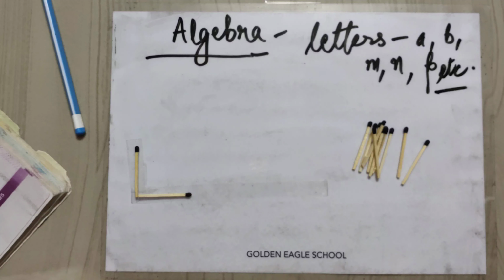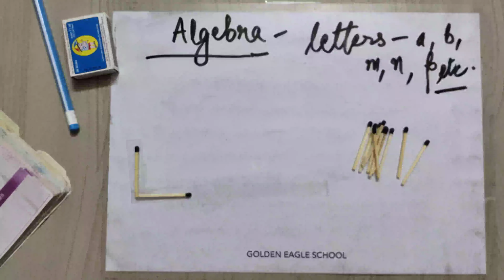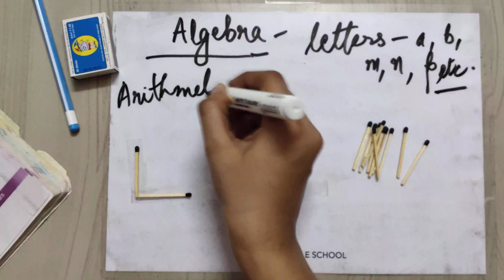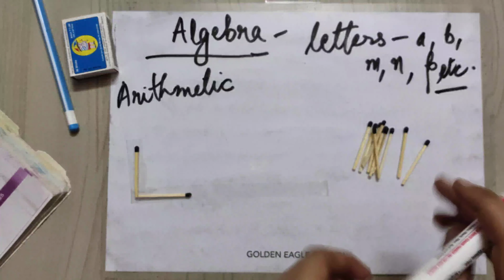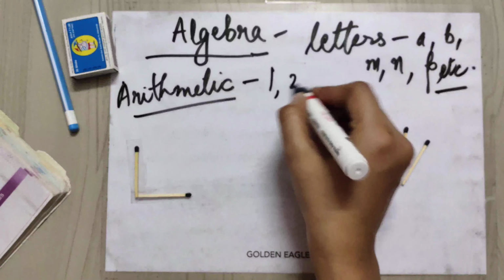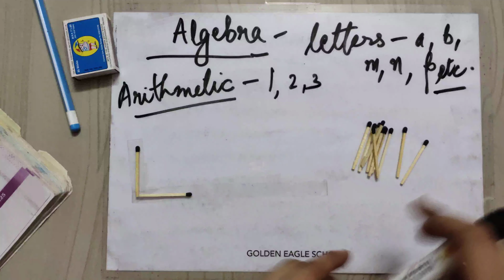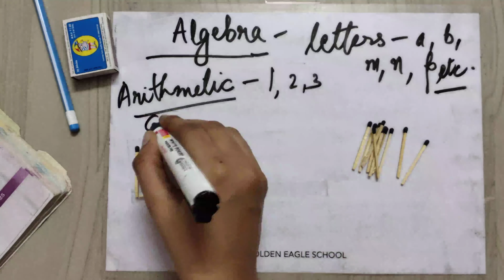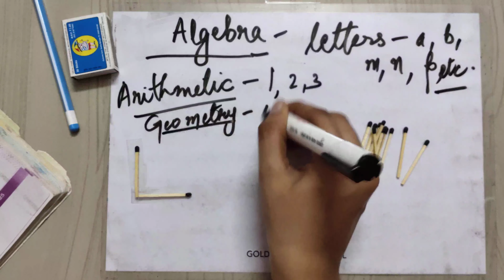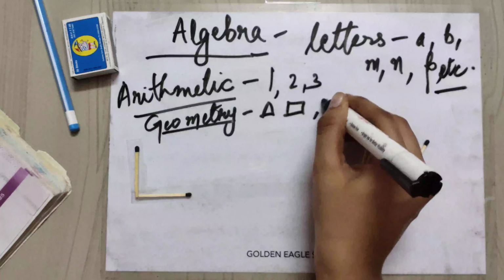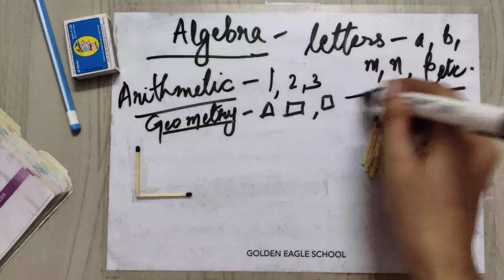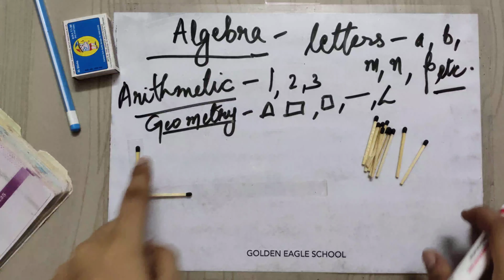Earlier in your classes, you have studied arithmetic, right? Arithmetic is the branch of mathematics in which we deal with numbers. 1, 2, 3 are numbers, right? And geometry also you have studied. In geometry we deal with figures: triangle, square, rectangle. Such figures, line, angle, and all we have studied in geometry.